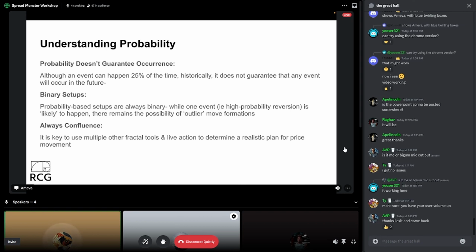Understanding probability is extremely important for trading using these confluences, right? Probability does not guarantee the occurrence of anything, right? All you're seeing is the historical occurrence of price action, right? And so you can assert, history rhymes with the future, right? The future will generally follow some sorts of movements that we've seen in the past, but it's not guaranteed.